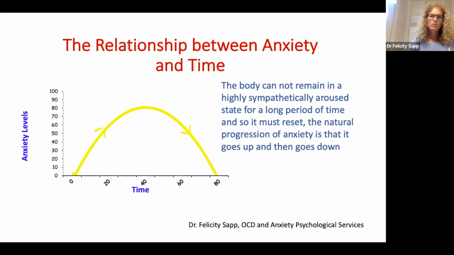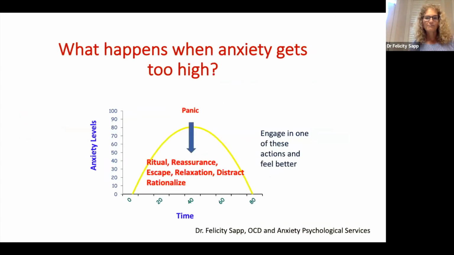Now, the problem is, what happens when anxiety gets too high? Well, that's where people can't handle that feeling. And so they may do their ritual. They may get reassurance, asking from themselves, from other people, that what they're afraid of isn't true. They might escape the situation. They might do some relaxation strategies. They might distract themselves, or they might try and talk themselves out of whatever it is that they're afraid of. And by doing these things, they actually bring that anxiety down and they feel better.